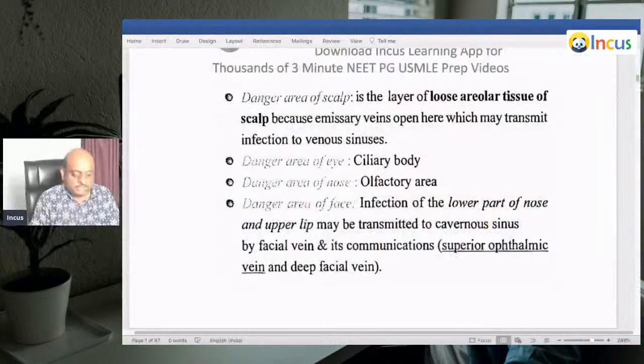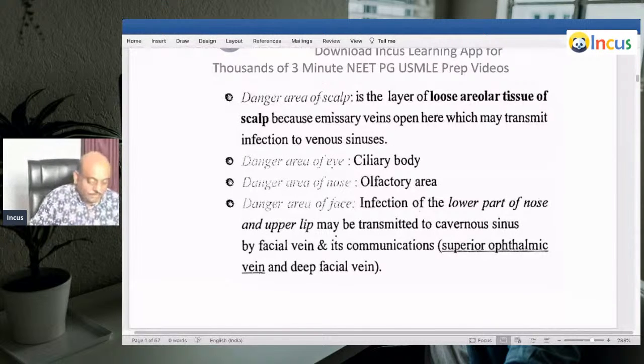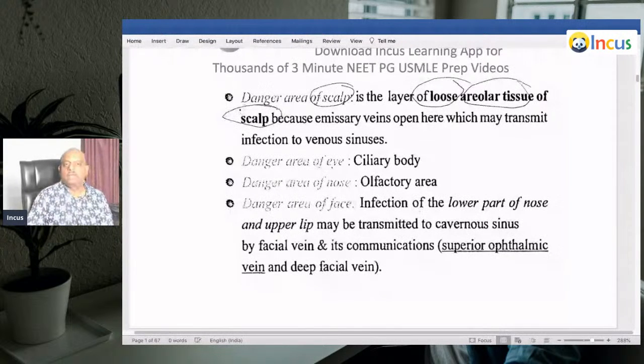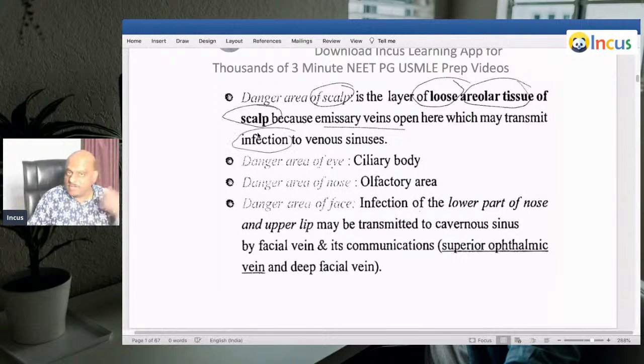So doctor, now, what are the various dangerous danger areas? Let us be very sure. The danger area of the scalp is the layer of the loose areolar tissue of the scalp, because the emissary veins open here and they transmit infection to the various venous sinuses.